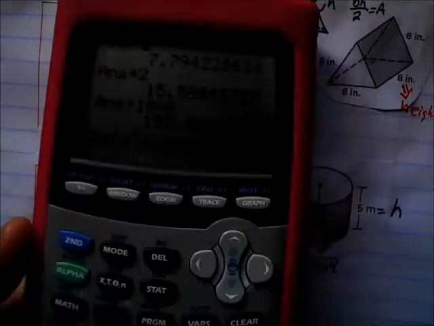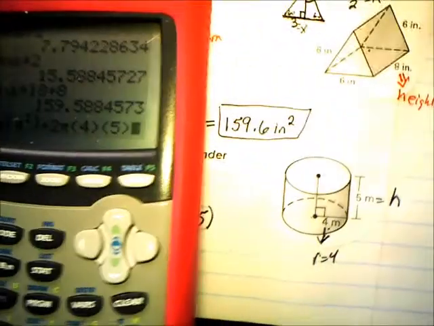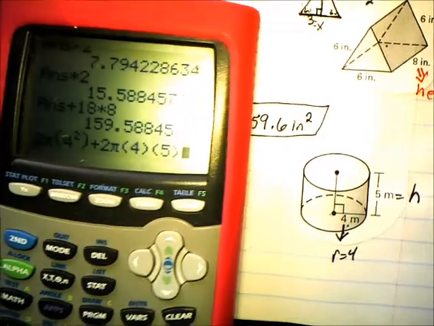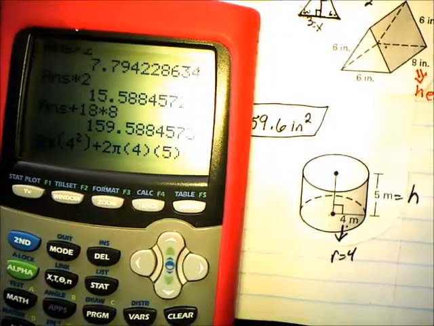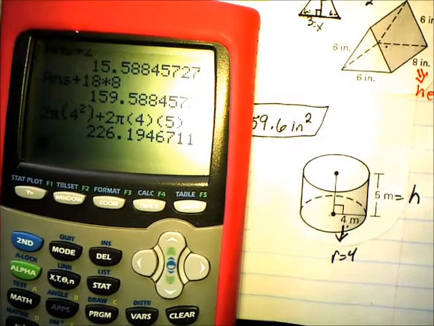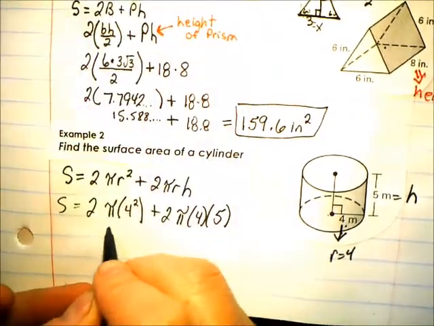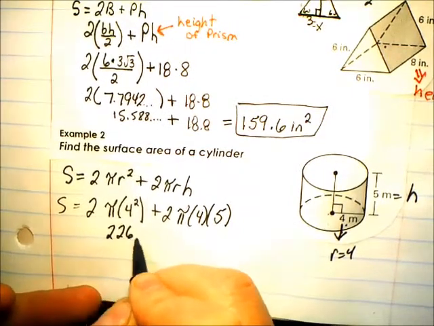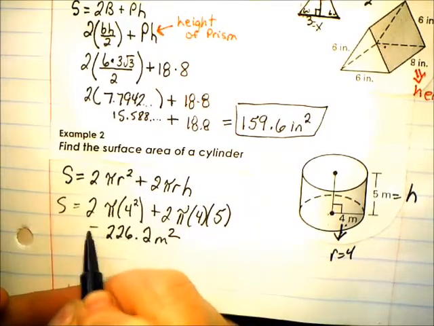Okay, so you can see it there. Let me turn the light back on. You can see it, and it's all in my calculator. And then I'll just push enter and I'll get my answer of 226.2. And the units is meters squared, that is my surface area.